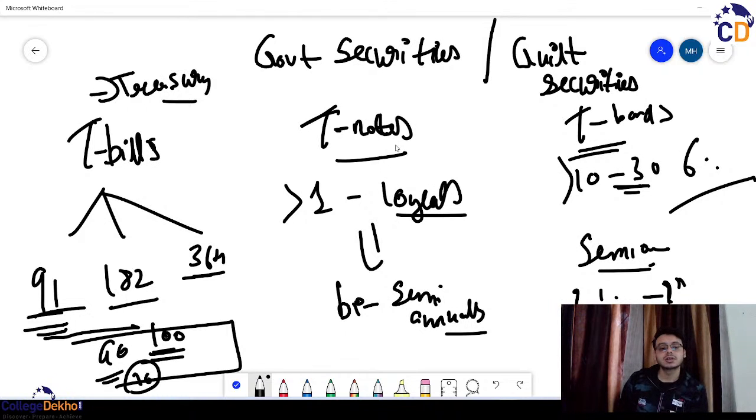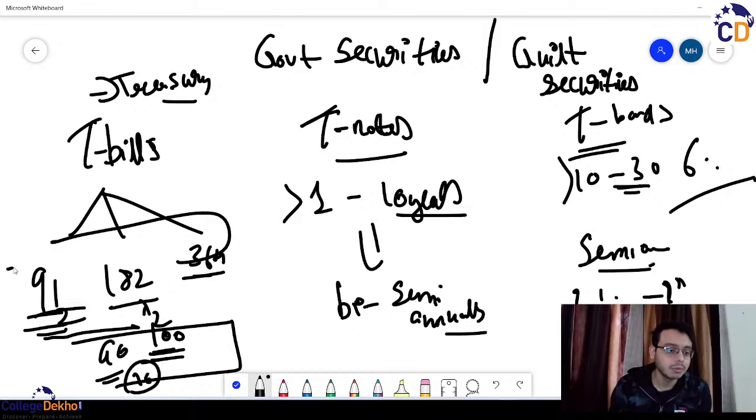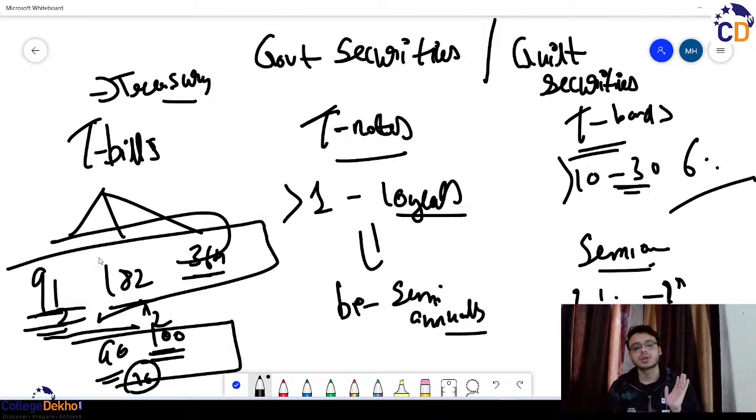The treasury bills have three types: the 91 days treasury bill, the 182 days treasury bill, and the 364 days treasury bill. The way you can remember these three types is to multiply by 2 each time, just into 2, and you'll be able to remember them. Then you have the treasury notes, held for more than 1 year up till 10 years.